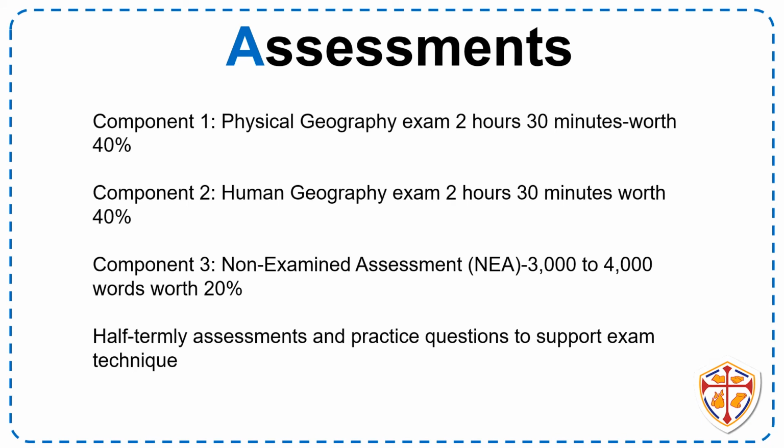In terms of assessment, we've got three main components. We've got physical geography exam, which is a 2 hour 30-minute one, which is worth 40%. Component 2, human geography, again like I said earlier, worth 40%, which is another 2.5 hour exam. And then finally we've got the non-examined assessment, which is a write-up by every student, which needs to be between 3,000 to 4,000 words, and that's worth that 20%.